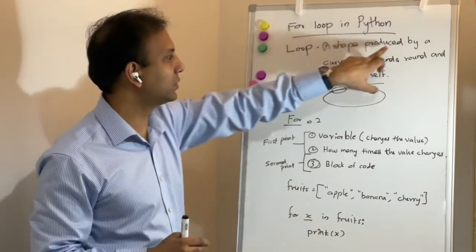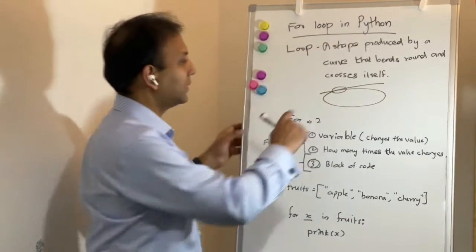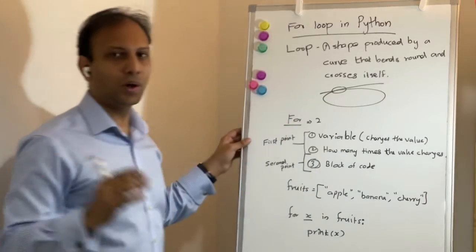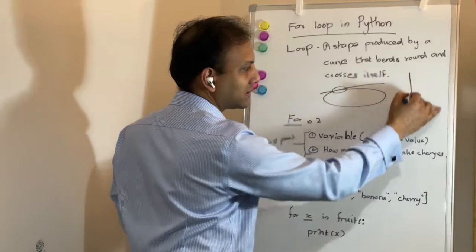A shape produced by a curve that bends round and crosses itself. That's a loop. That means you start from a position and it crosses over. Okay. So how is it related to programming? In programming, most of the time it is just a straight line.